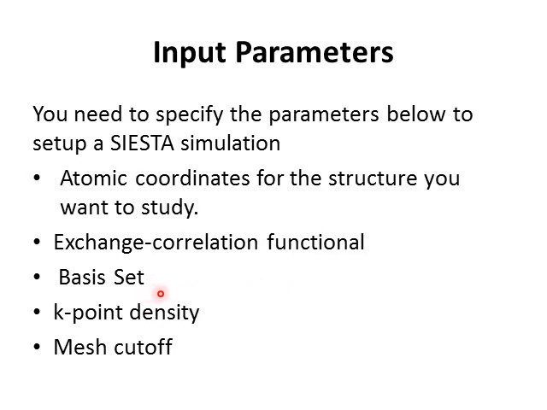Basis set describes the wave functions. K-point density refers to k-point sampling in the Brillouin zone. Mesh cutoff specifies the spacing of a 3D grid to map electron density.